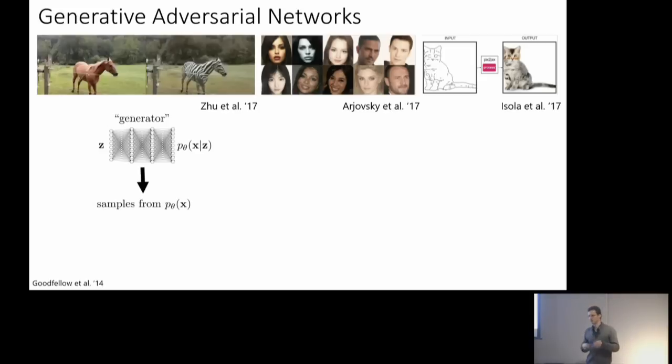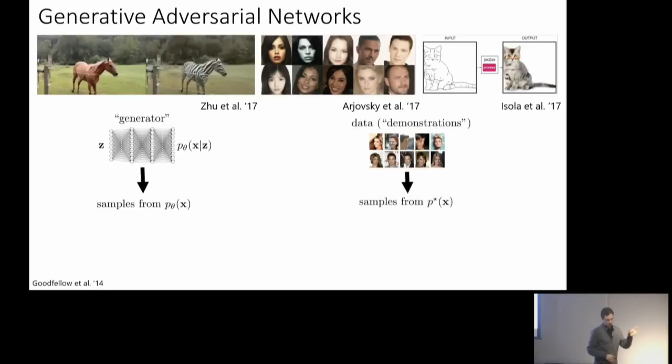So this generator is going to generate some samples. You sample random z's, run them through the generator, and you get some sampled pictures. And then there's a data set, a collection of real images in the world, and those take the place of our demonstrations. So instead of demonstrations, now we have data points, and we can think of those as samples from some unknown target distribution p star.